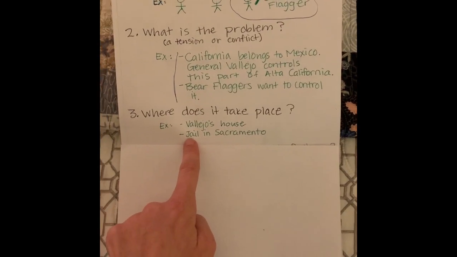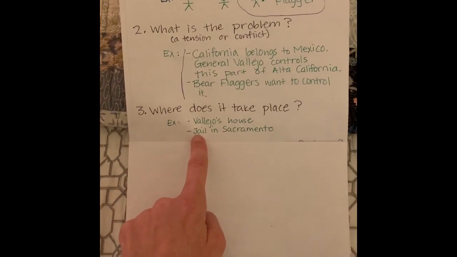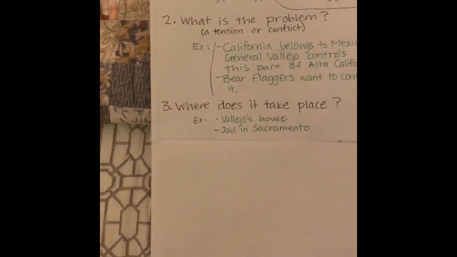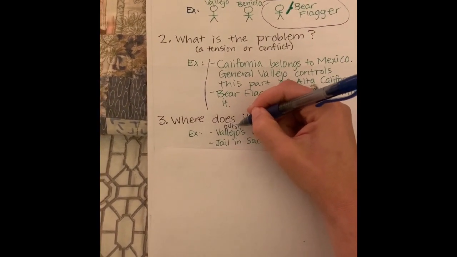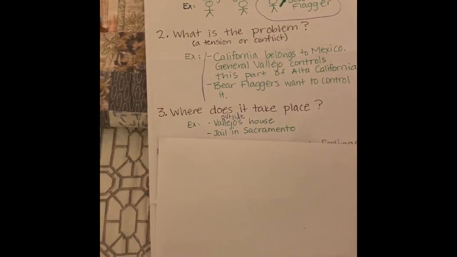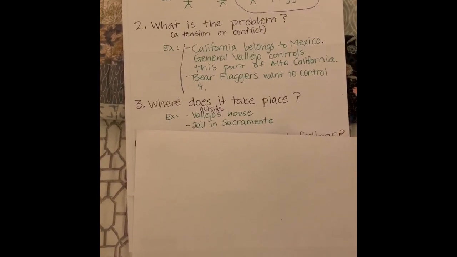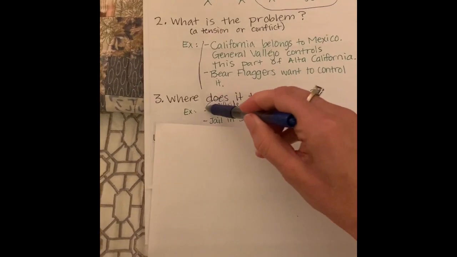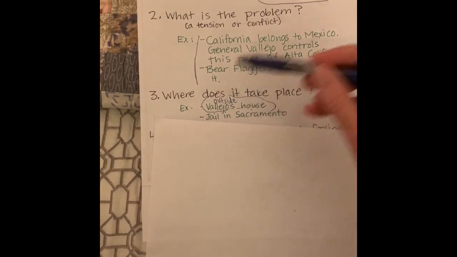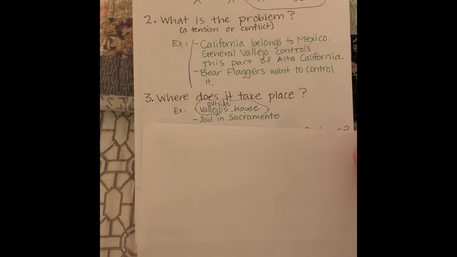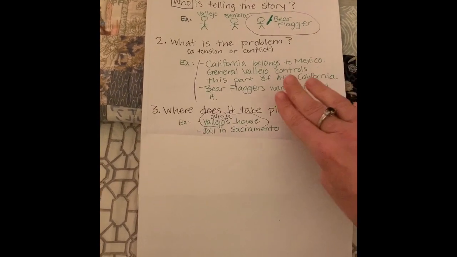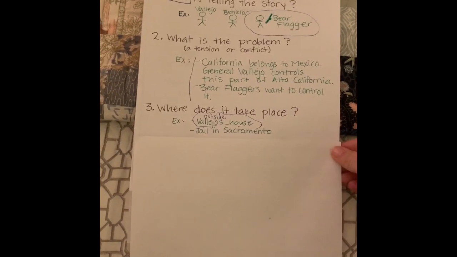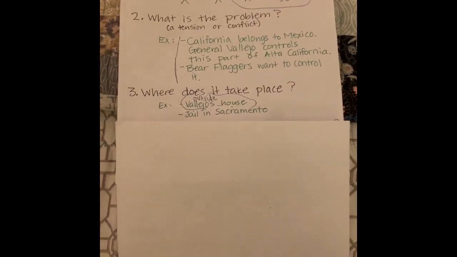I think the most exciting moment for my reader would actually be outside Vallejo's house, where the bear flaggers are waiting before they storm his house, before they all go up at once and knock on his door and try to take over. So this is going to be my place. So far we've got the 3 P's: person, problem, place. Now we have the 2 F's. All right, you ready for this?